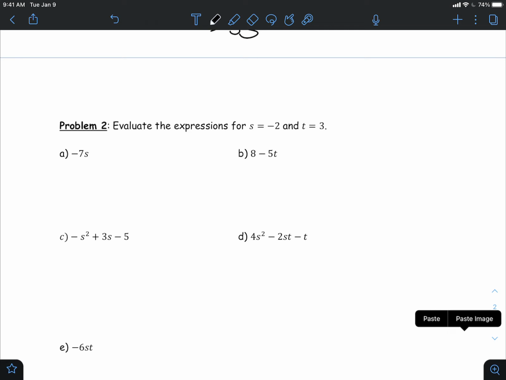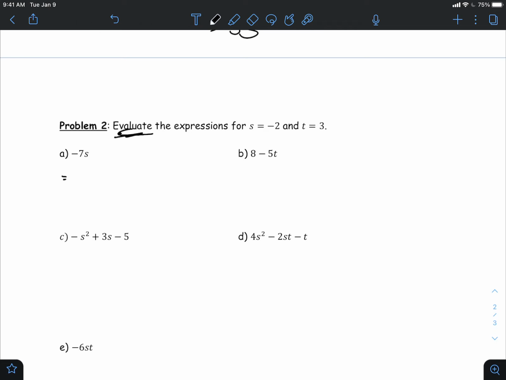again, there's that word evaluate. Just give me an answer, a numerical answer. Here are your conditions. Take those conditions and plug them in. And then just do the math like you normally would. Okay, but you got to be careful with the BEDMAS stuff. Okay, not a free-for-all.